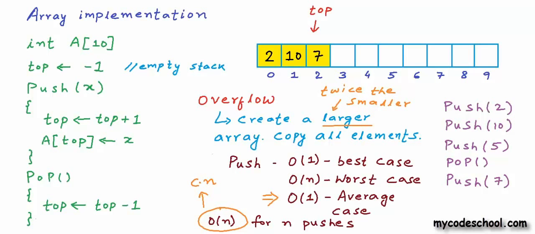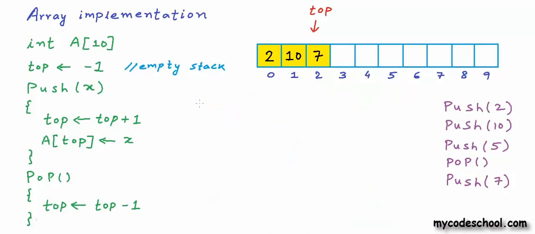I will not go into all the mathematics of why it's big O of n for n pushes. To know about it, you can check the description of this video for some resources. Okay, so this pretty much is core of our implementation. We had talked about two more operations in definition of stack ADT. Top operation simply returns the element at top of stack. So top function will look something like this. We will simply return the element at top index.